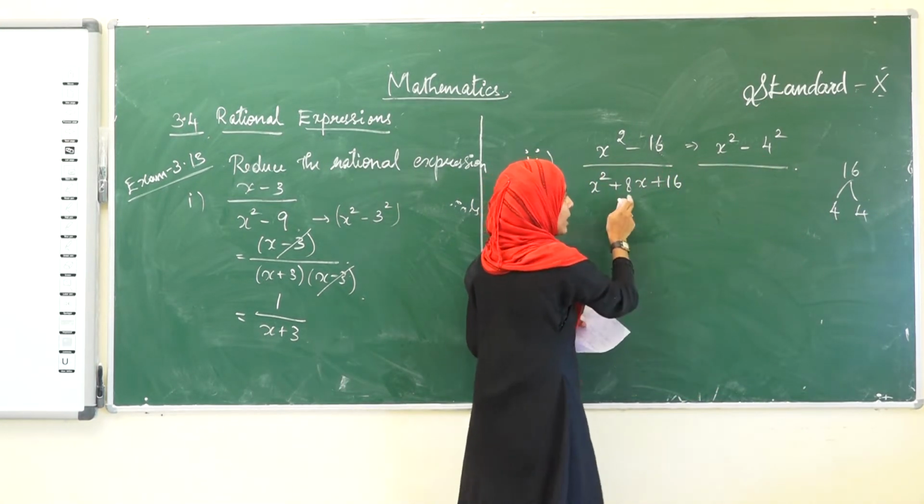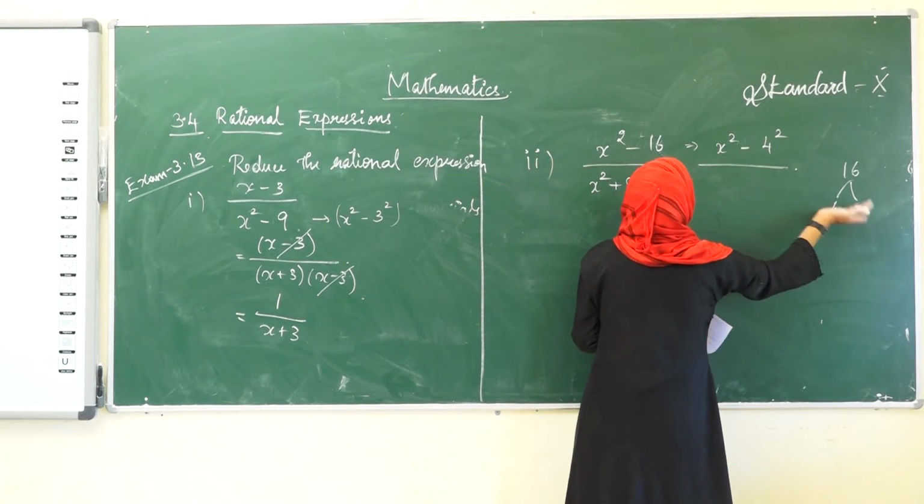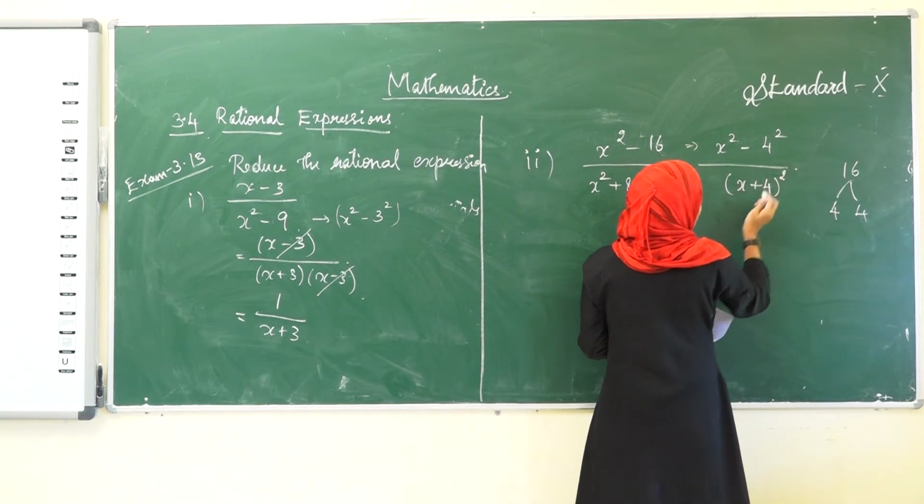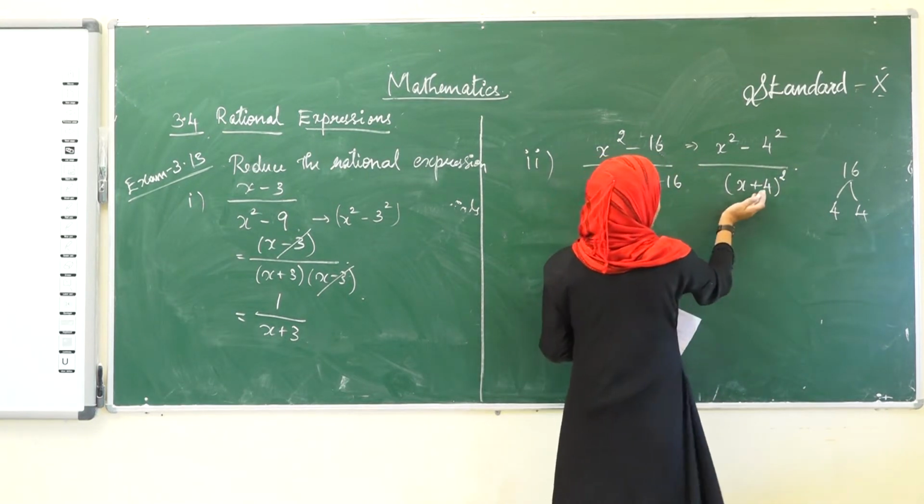We should get 8 when adding this. While adding 4 plus 4, we get 8. Therefore, x plus 4 the whole square. x plus 4 into x plus 4, that is x plus 4 the whole square.